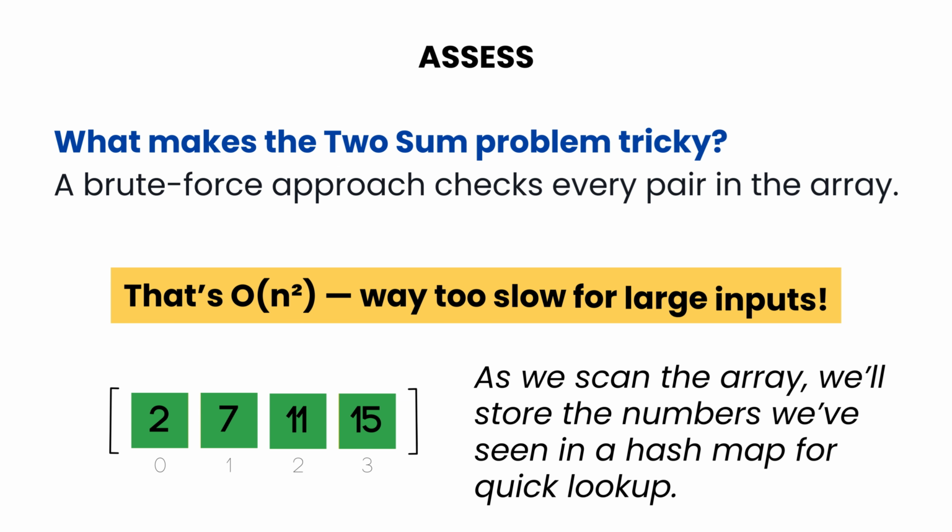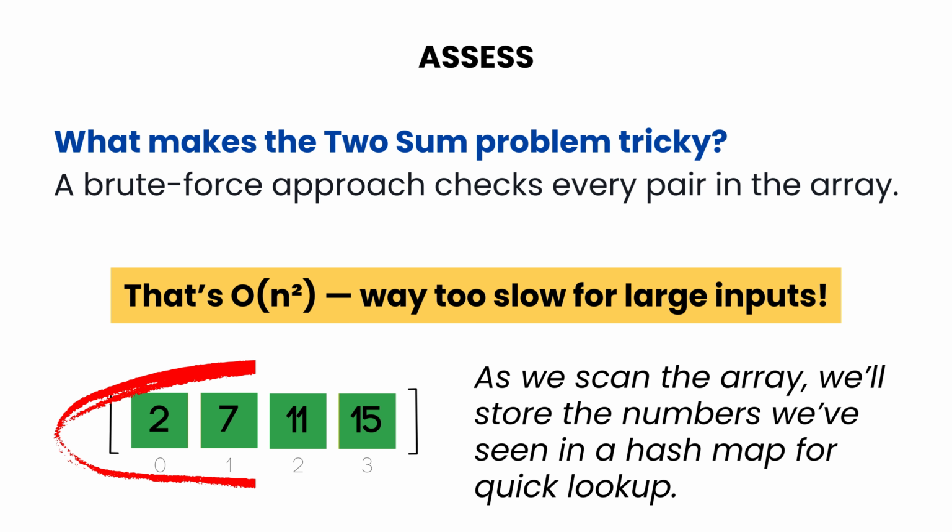Let's assess what's tricky here. A brute force solution would check every pair, O(n) squared time complexity. That's too slow for big arrays. We need something faster. Here's a key insight. As we scan the array, we can use a hash map to record the numbers we've seen so far and instantly check if the complement, target minus current number, is already present. That gives us O(n) time and O(n) space.